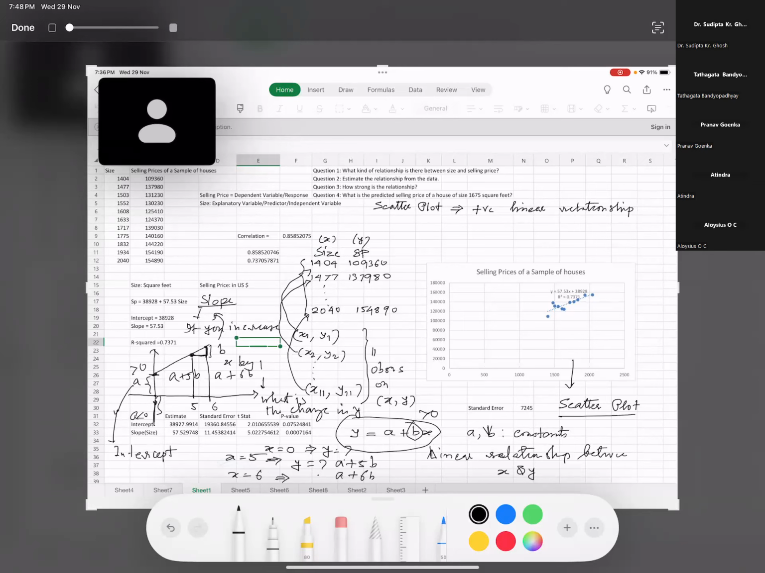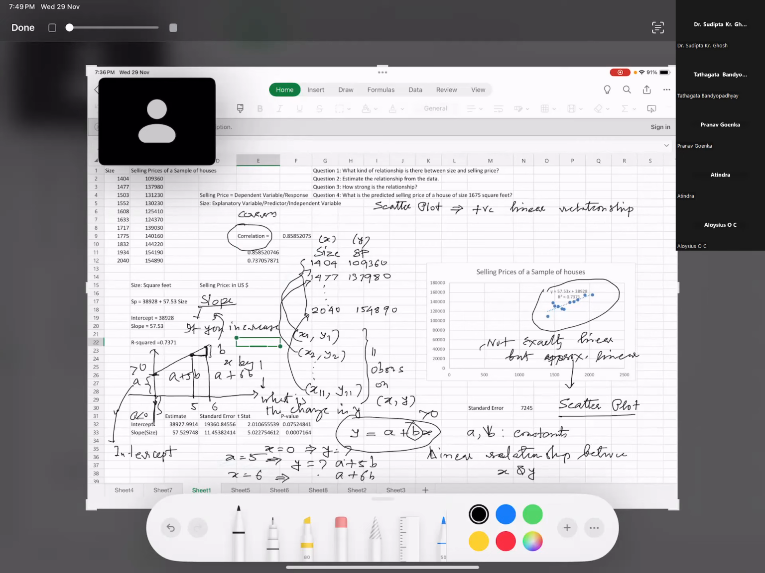Okay. So now you see that here I have got a relationship which is not exactly linear, but I can say approximately linear. So now the question is, if I have to measure that x and y are linearly related, what is the strength of their linear relationship? Then I am using something called the correlation coefficient.